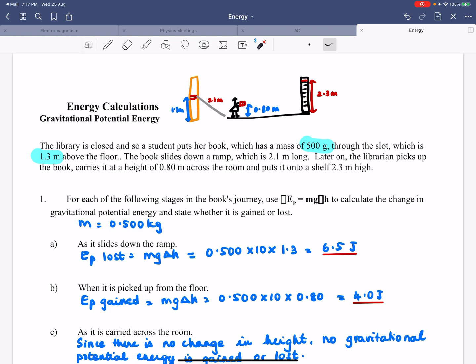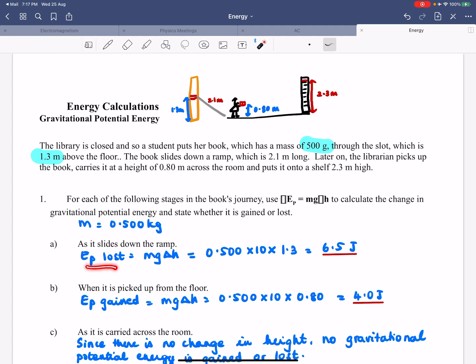So the first thing we need to know is EP equals mgh. The mass you need to convert to kilograms, okay? So if something is sliding down, every time something falls down, it loses gravitational potential energy. Every time something is picked up or lifted up, then it gains gravitational potential energy.